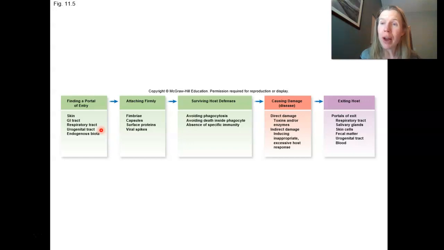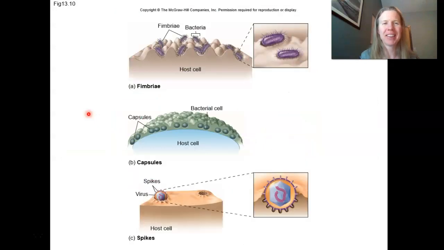Your urogenital tract: urinary tract infections, sexually transmitted infections, those sorts of things. And then they're also pointing out this idea of endogenous bacteria. Those are the ones that you already had in you, so that would be an opportunistic infection. It's already there. But everybody else who's not in your normal microbiota is going to need to find a way in. Once they find their way in, they need to be able to attach firmly.